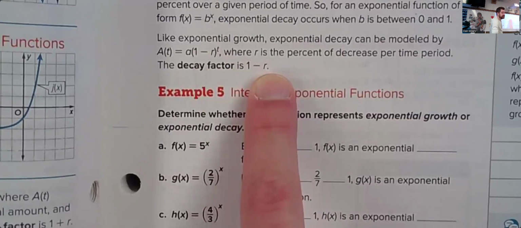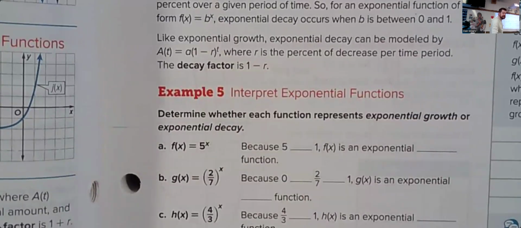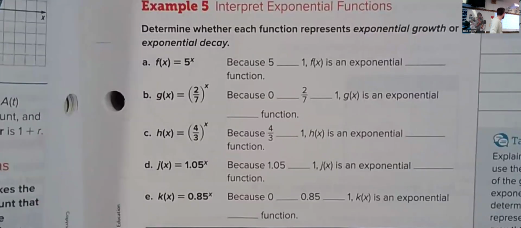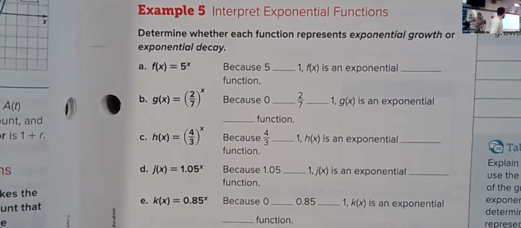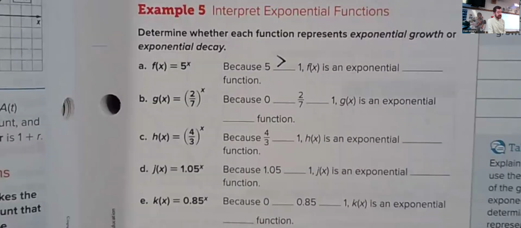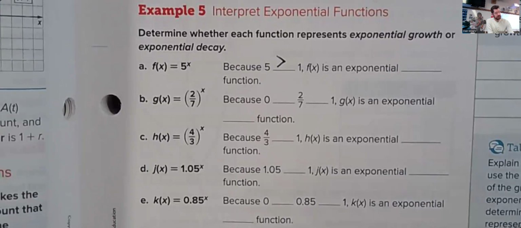So with number 5, it says to interpret the exponential function. Let's talk about these. So determine whether each function represents exponential growth or decay. So here we go. Because 5 is, we're looking for an inequality symbol here, greater than or less than. Greater than, yeah, 5 is greater than 1. This would represent exponential growth, yeah.